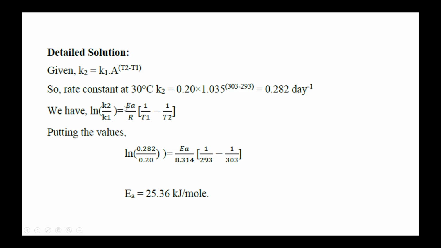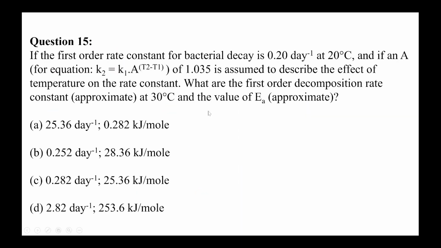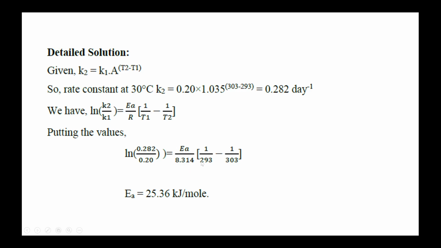Now, from this, you have K2, that is 0.282, and K1, that is 0.2. The rate constants are given in per day. In the option it is given in joules, so you have to take the value of R as 8.314. Activation energy EA is what we have to calculate, T1 is 293, T2 is 303. Just solve the whole equation, you will get the answer of activation energy as 25.36 kilojoule per mole.